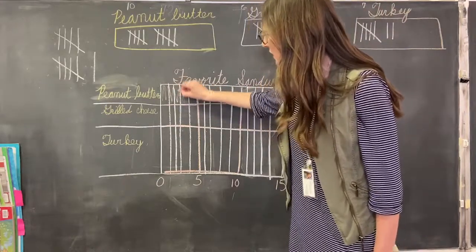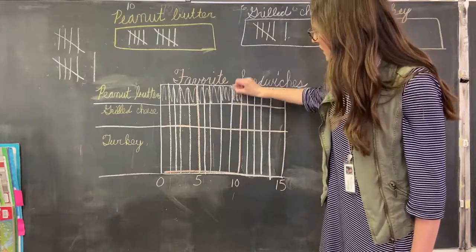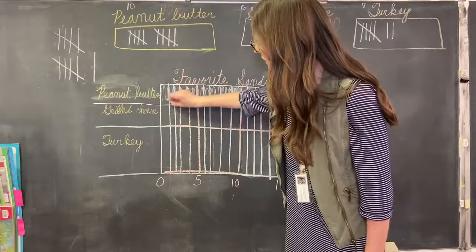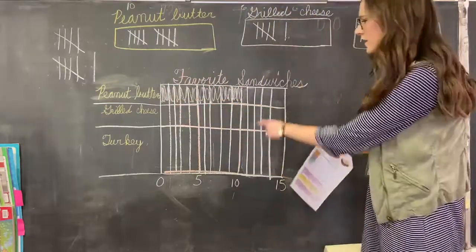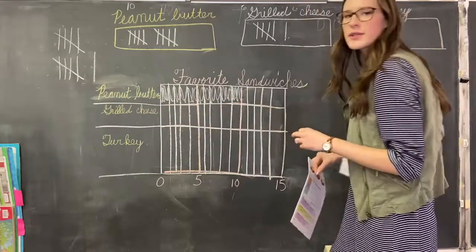So I'm going to color. Now you'll color much neater on your paper. All the way over and stop right here at 10. A little bit more. Okay, so there are 10 peanut butter sandwiches. Now let's go on and graph grilled cheese.